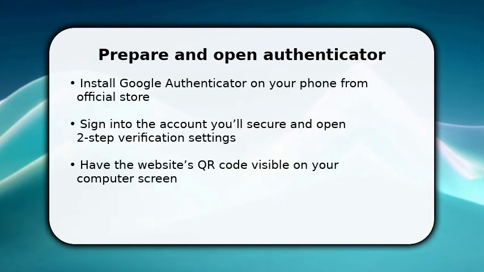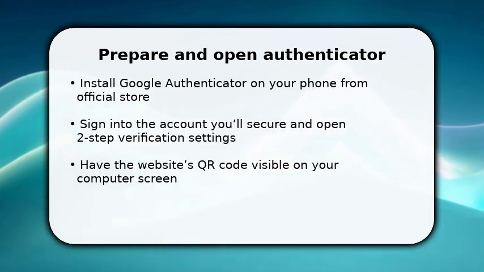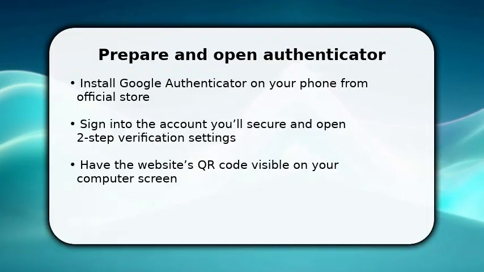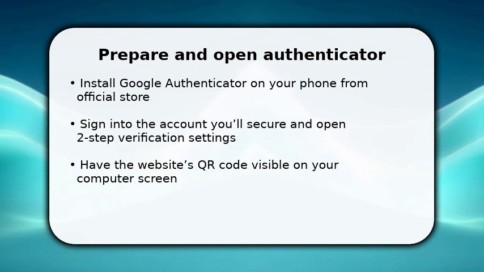Now open Google Authenticator and tap the plus button to add an account. Choose Scan a QR code. This first step gets you into scanning mode quickly and safely, so you can complete registration.